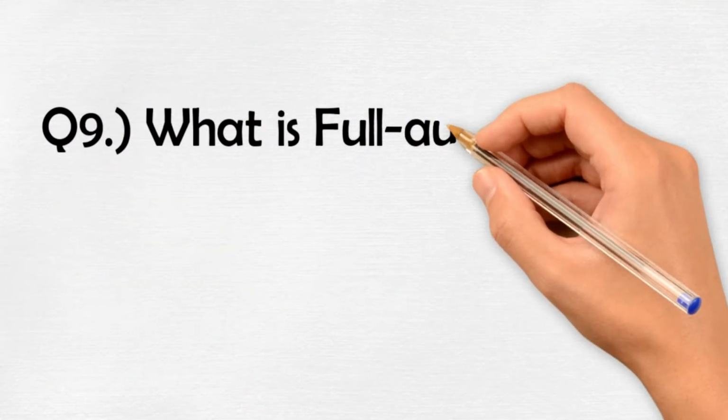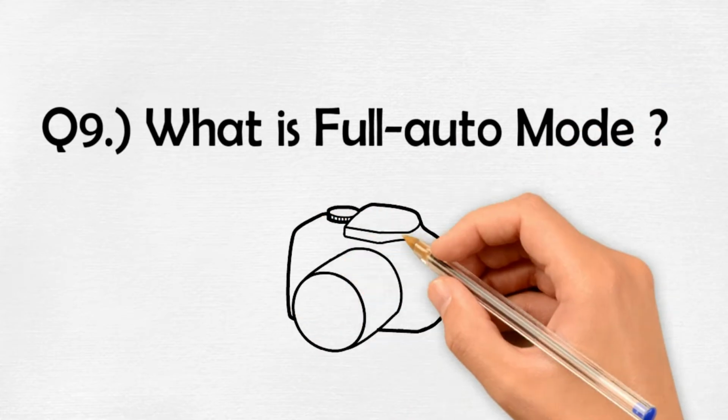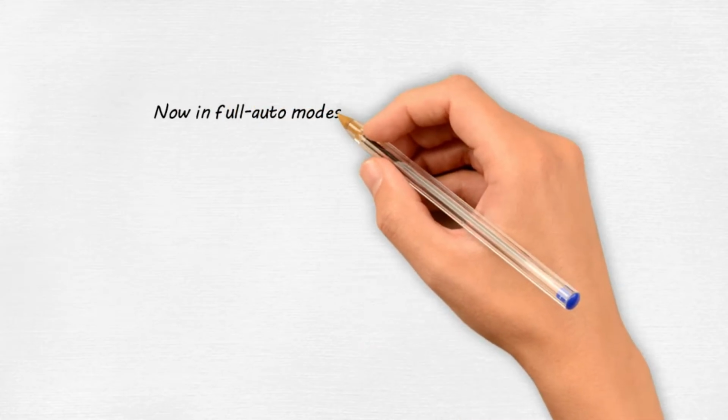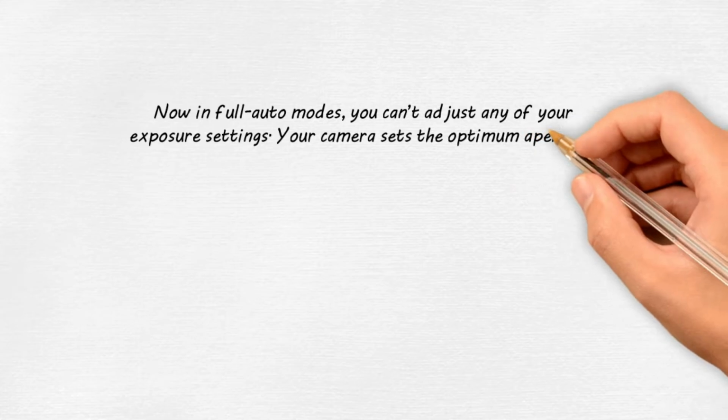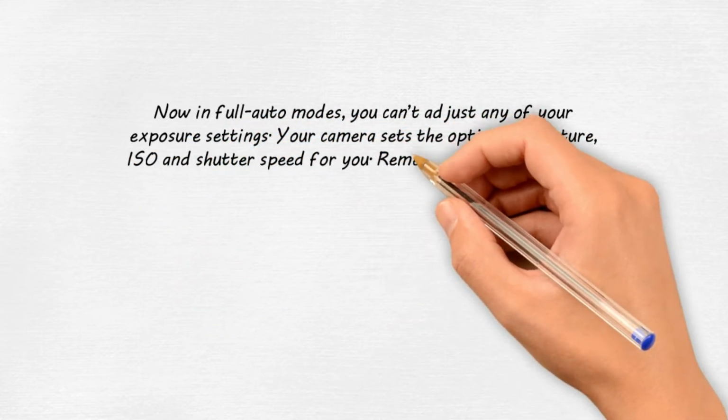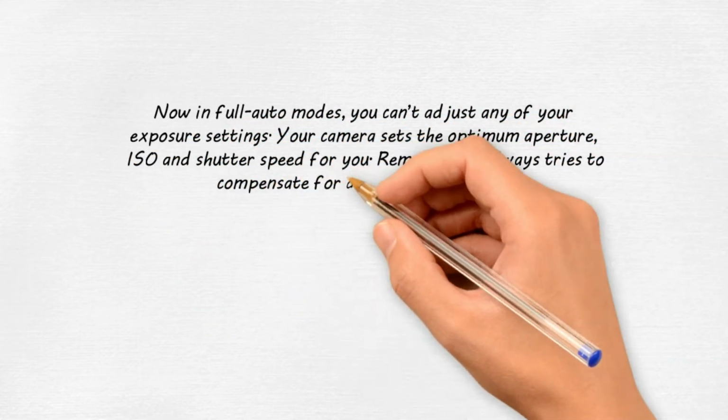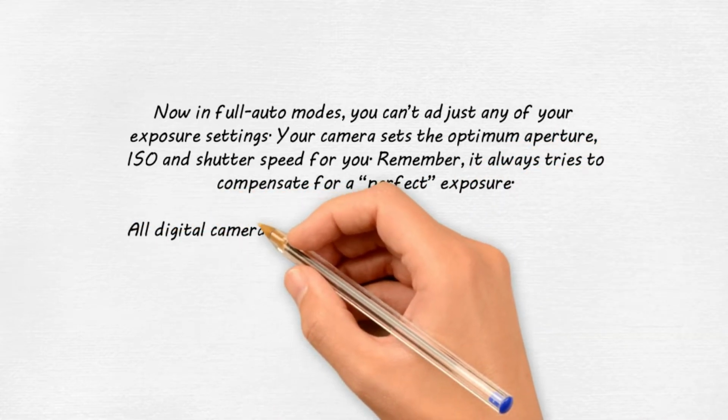Question number 9. What is full auto mode? Now in full auto mode, you can't adjust any of your exposure settings. Your camera sets the optimum aperture, ISO, and shutter speed for you. Remember, it always tries to compensate for a perfect exposure.